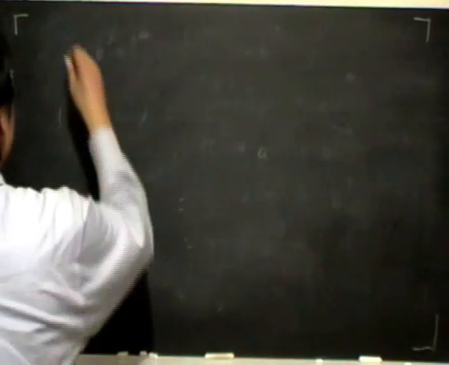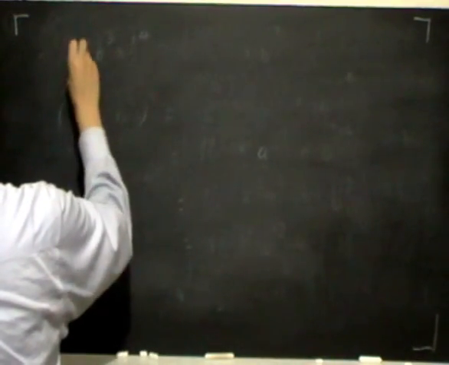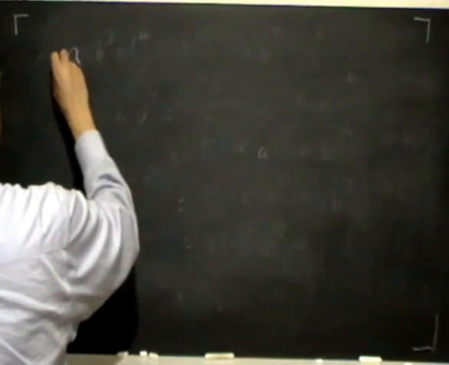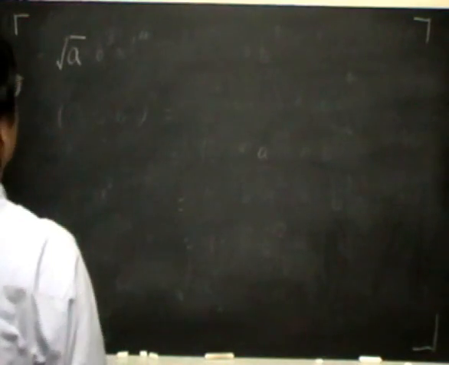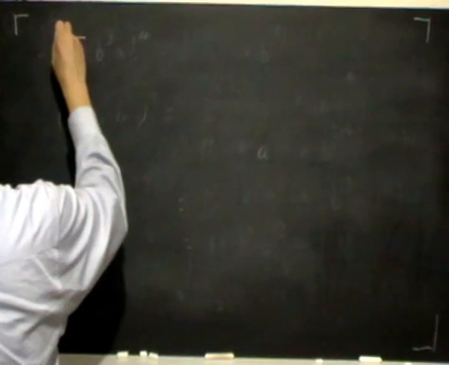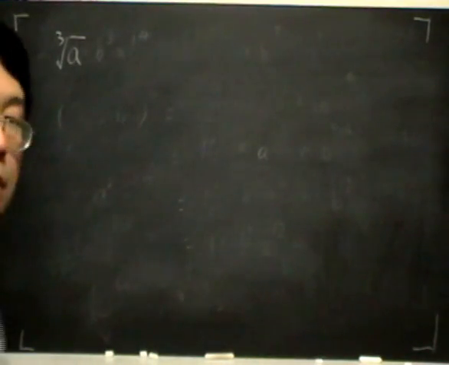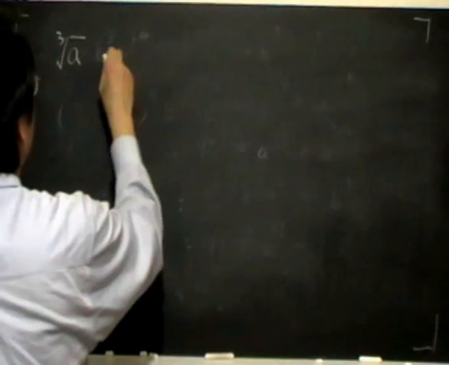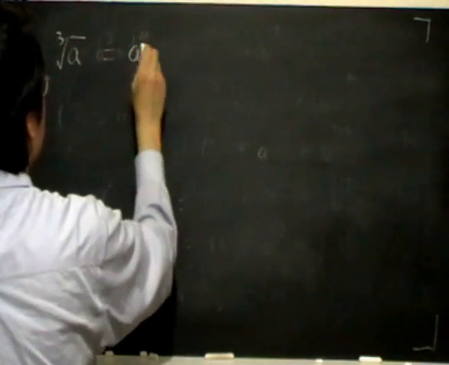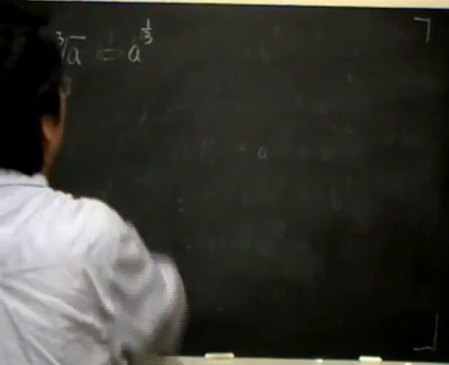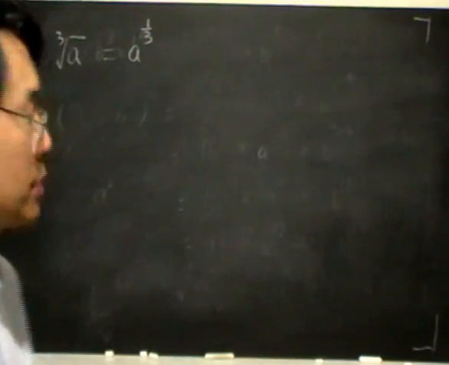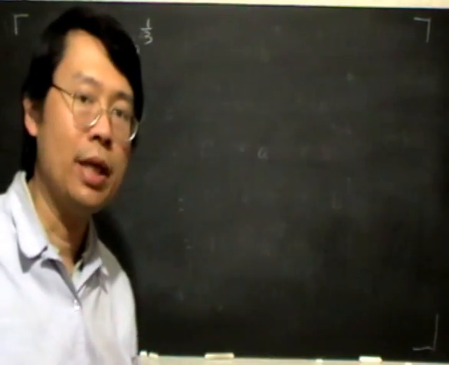Let's have a look at this one. Suppose we have the cube root of a. What is the index of this? If you have a cube root, then it is the same as a to the power of 1/3, right? Why is it a to the power 1/3?